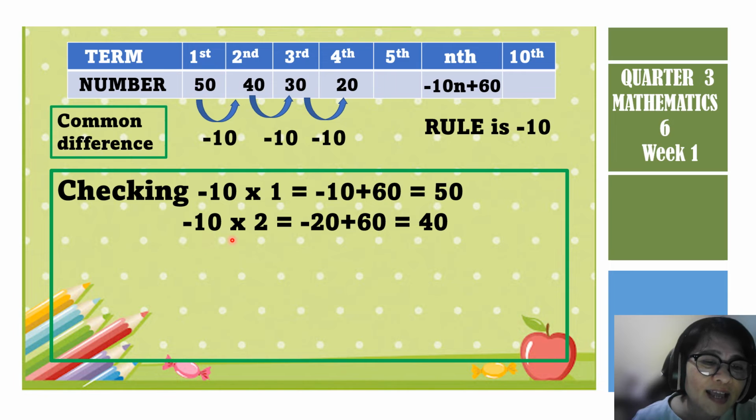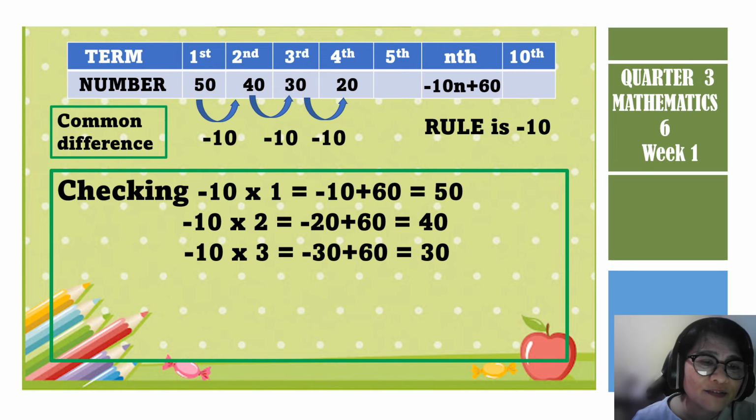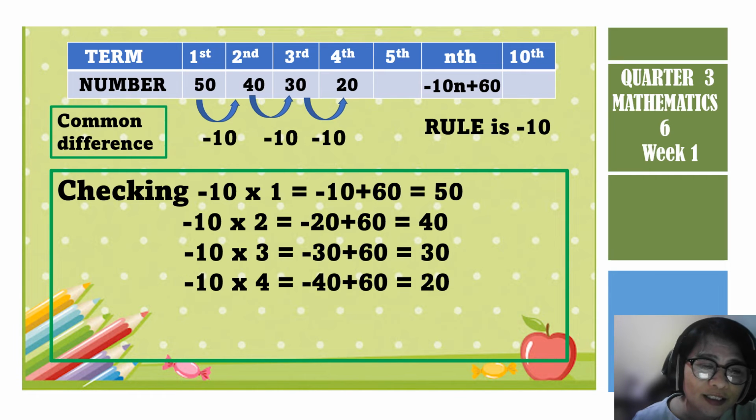So, negative 10 times the second term is equal to negative 20. Plus natin ang 60. So, unlike sign sila, magma-minus tayo ulit. 60 minus 20 is 40. Kaya tama tayo dun sa second term. Next, we have negative 10 times 3 is equal to negative 30. Plus 60, so unlike pa rin, minus na naman tayo. Copy the sign of the bigger number. We have 30. So, tama tayo sa third term.